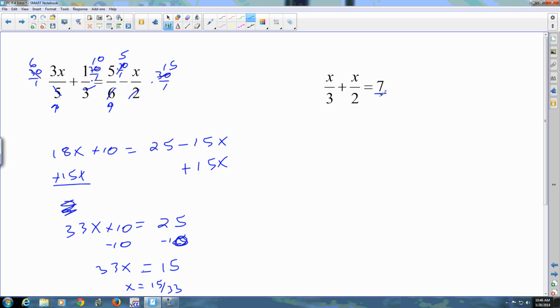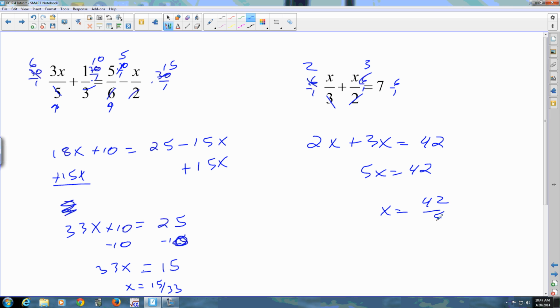Okay, when you have a 1, then you're really just working with it as if, yeah, I feel like I'm making that a bigger deal than it needs to be. Multiply everybody by 6. Whoops, not 6 over 6, 6. Multiply everybody by 6. Good gravy. I feel like I made a mistake in the last one, threw me off. This reduces, so I have 2x. This reduces, so I have 3x is equal to 42. 5x is equal to 42. X is equal to 42 fifths.